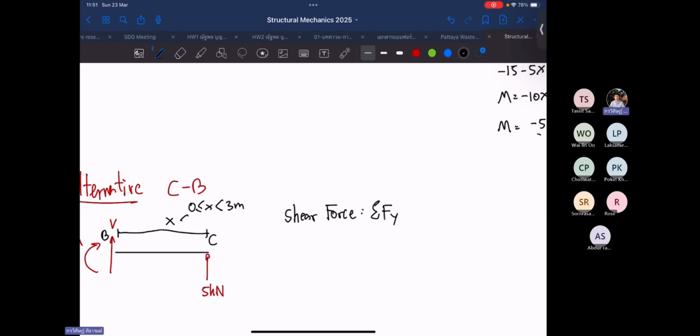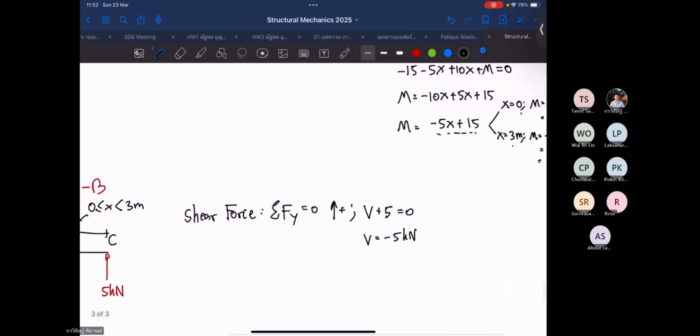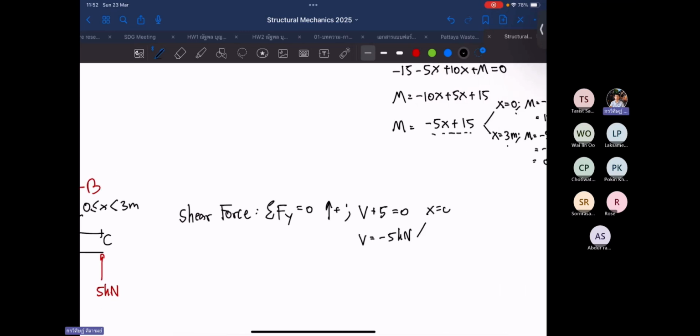Then for shear force, summation of force in y direction equal to 0. This time, upward is positive. So from the left-hand side, V plus 5 kilonewton, V plus 5 equal to 0. So V equal to minus 5 kilonewton. If x equal to 0, V equal to minus 5 kilonewton. If x equal to 3 meter, V equal to minus 5 kilonewton.